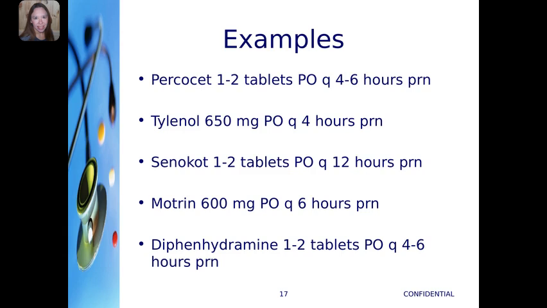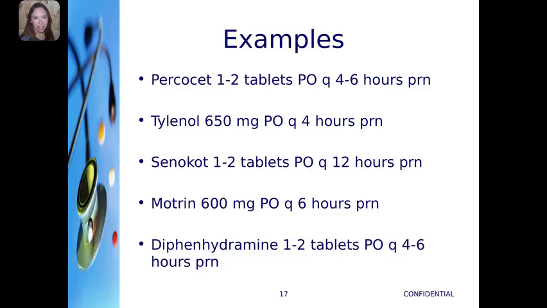Another example here is Senokot, 1 to 2 tablets, PO every 12 hours, PRN. Senokot is a stool softener, so maybe your patient is constipated, and this is common, especially if they've been in the hospital for a little while. Most people like to go to the bathroom at their house. They go through their same routine, so they may end up being constipated. Or if they had a surgical procedure, we have to think about, well, they're probably a little dehydrated, so we can increase the fluids, increase the water to help them go to the bathroom.